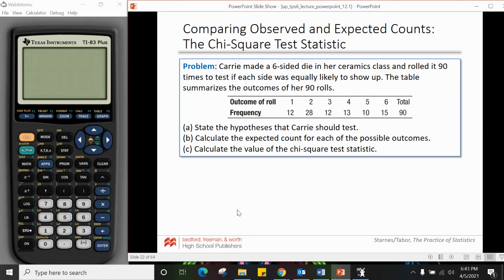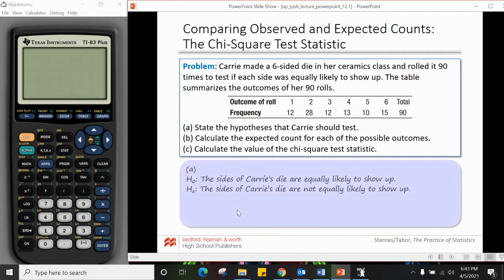Here's a problem. It says Carrie made a six-sided die in her ceramics class and rolled it 90 times to test if each side was equally likely to show up. The table summarizes the outcome of her 90 rolls. It says state the hypotheses that Carrie would test. That's part A.